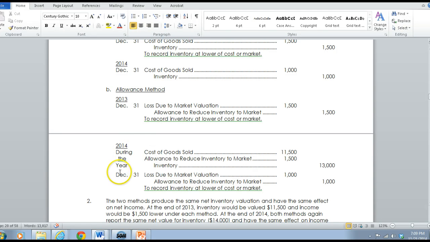During the year, we will show our cost of goods sold at 11.5 because it was all used up. Here's where we'll debit our allowance to reduce inventory to market, and we credit our inventory of $13,000 because we sold it. So we're going to take that allowance at that time. In December 31st, we'll show again our loss due to market valuation of $1,000 and then credit our allowance to reduce the market to inventory.